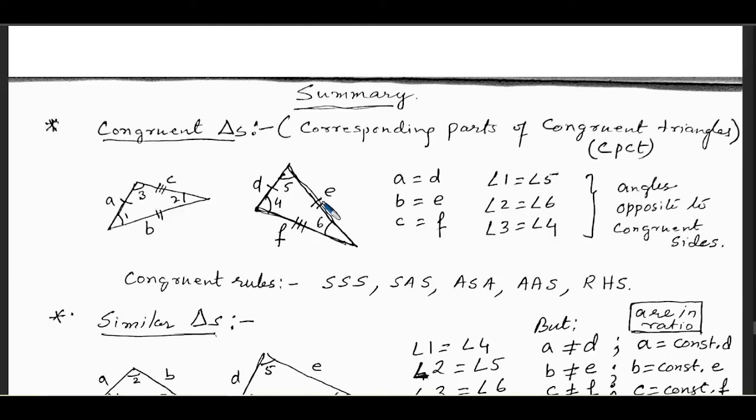Because this is, as I said, the angle opposite to congruent sides. So this side C, this is angle 1. This 3 dash, opposite angle is 5, so angle 1 is equal to angle 5. 2 dash, opposite angle is 3. 2 dash, opposite angle is 4. So angle 3 is 4. Similarly, A and this is D. So opposite angle is 2. So this is what I have written.